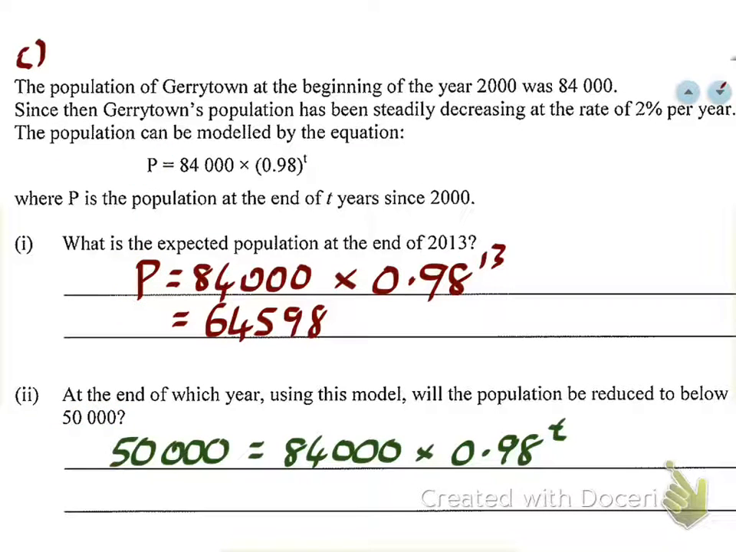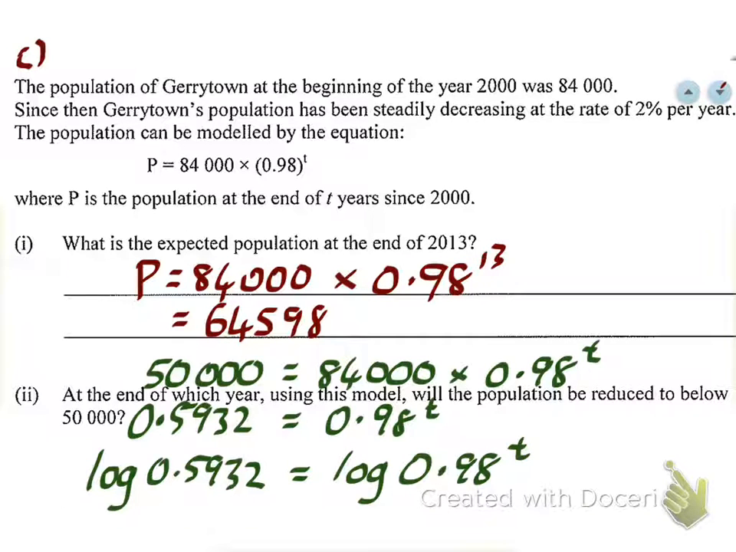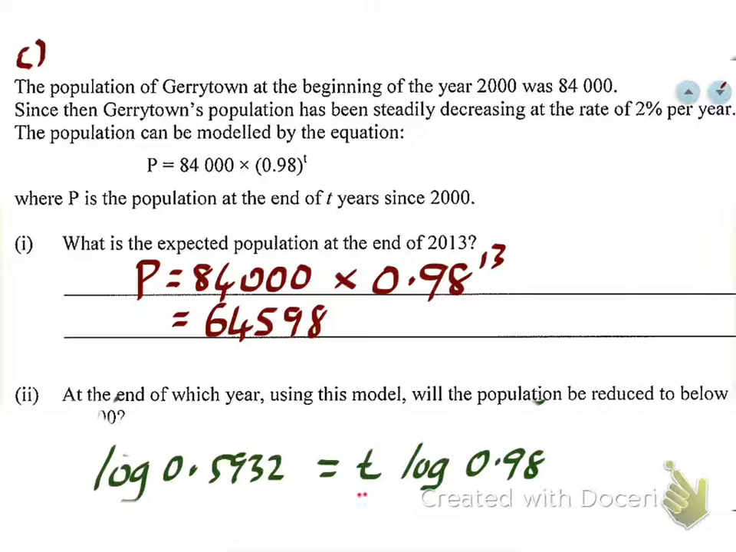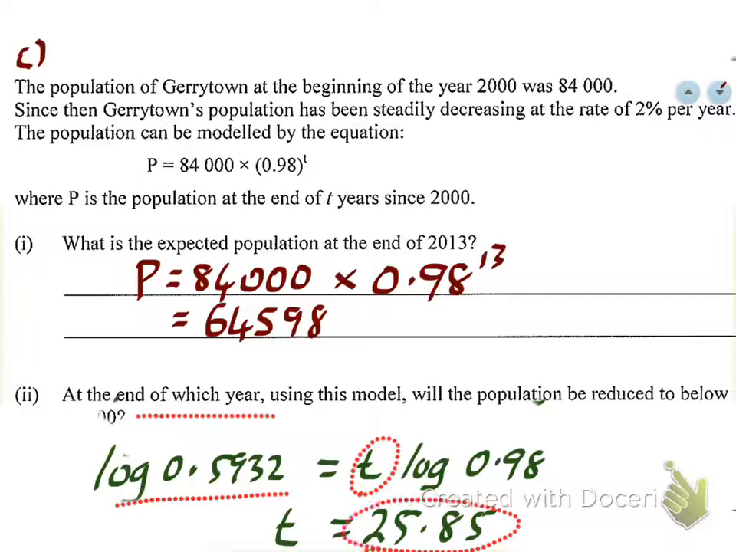Divide by the 84,000. Take the log of both sides, because when t is a power we need to use logs to solve. Bring the t to the front, and we want t by itself, so divide this one by the log of 0.98. And interpret it into the question. We want the year, so that's about 26 years after 2000. 2026.